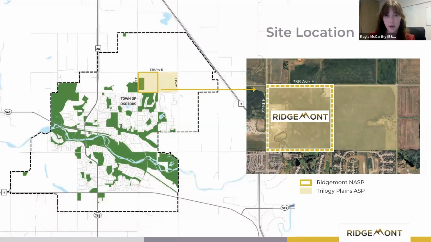You might recall hearing about the Trilogy Plains area structure plan over the last couple of years. So this Ridgemont NASP is a continuation of that process, providing more detailed design for just the western quarter section. So the Trilogy Plains ASP covered the 2 quarter sections, and the Ridgemont project now is just the residential side on the western quarter.